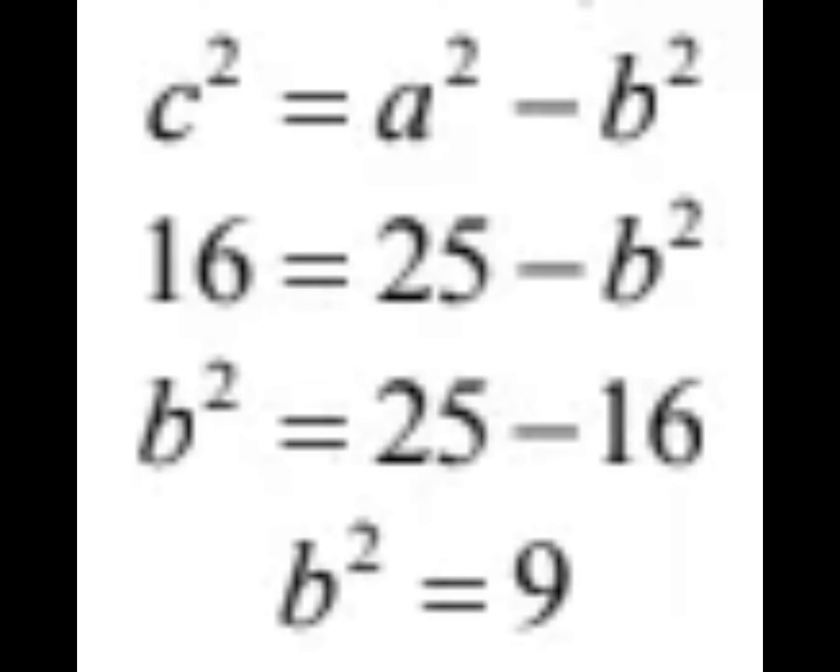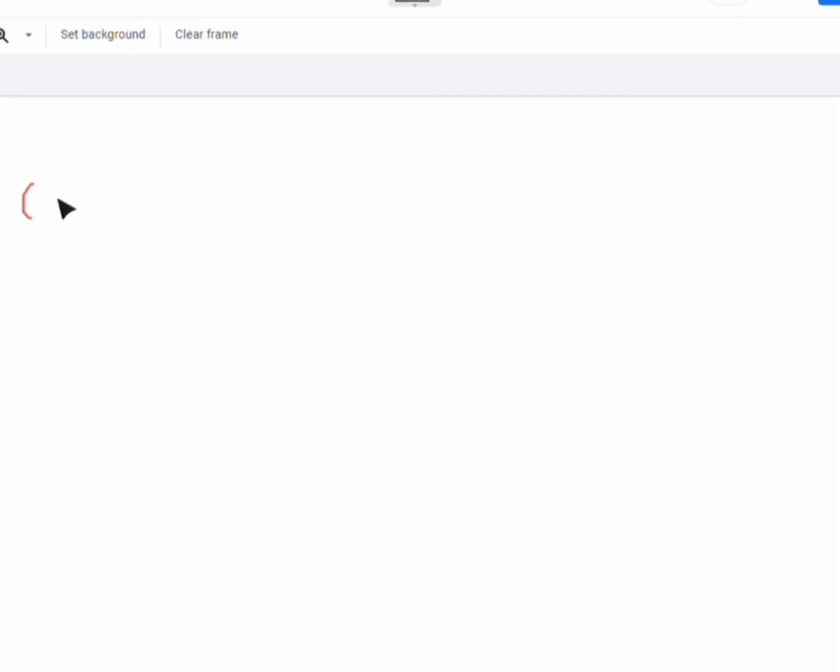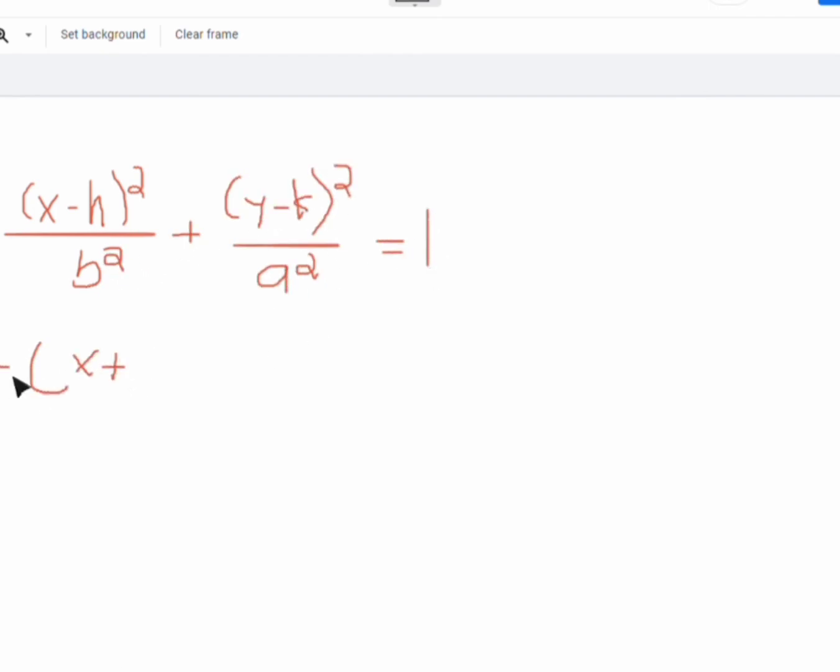Next, we solve for b squared using the equation. Finally, we substitute the values found for h, k, a squared, and b squared into the standard form equation for an ellipse.